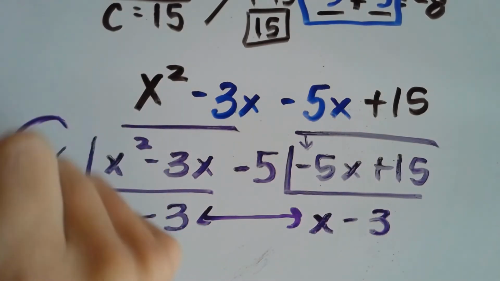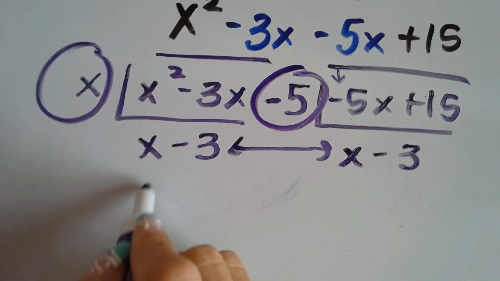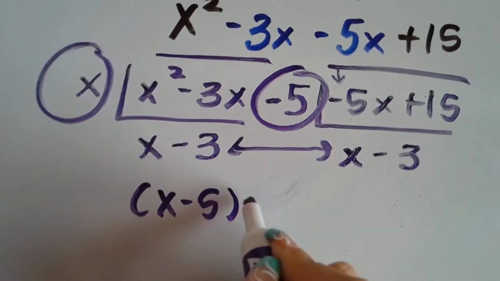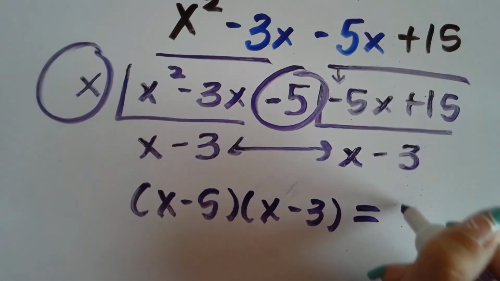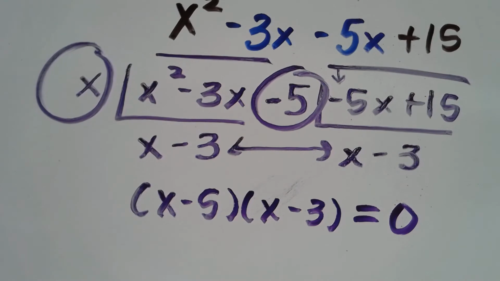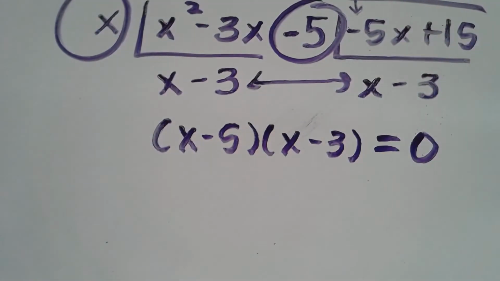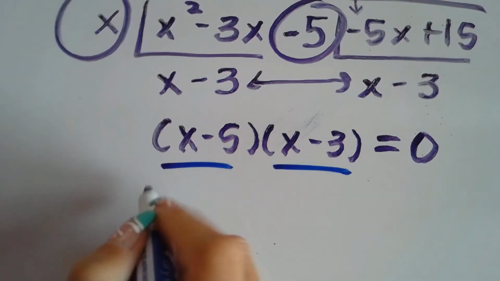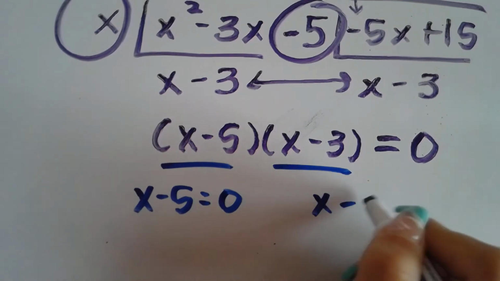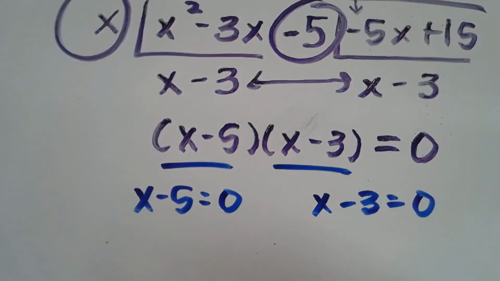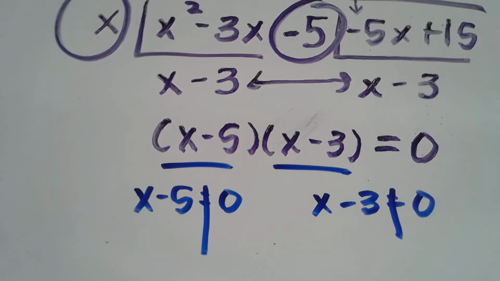So let's go ahead and get into our final answer. So we have x minus 5 times x minus 3. And we're going to just set that equal to 0 because the whole point of this is to find our roots. So now that we have this, we're going to split these two into two pieces. So we're going to say x minus 5 equals 0, and x minus 3 equals 0. Okay, we're going to solve for x for both of them.